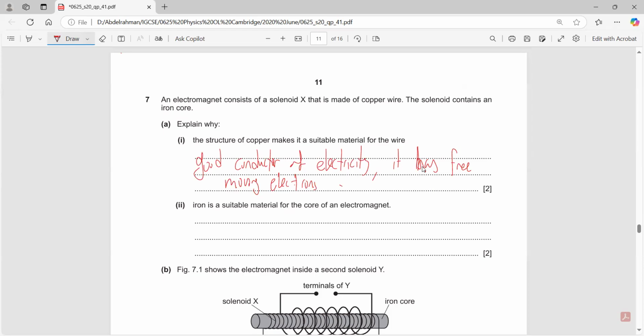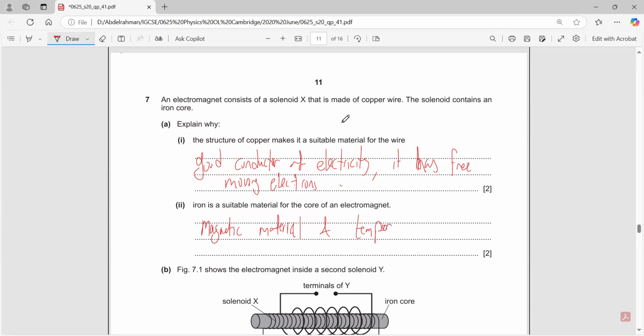Why is the iron a suitable material for the core of the electromagnet? Iron is a suitable material for the core of the electromagnet because iron is a temporary magnet. It loses its magnetism easily. It's a magnetic material. Instead of saying loses, you can say it's a temporary magnetic material and a temporary magnet.